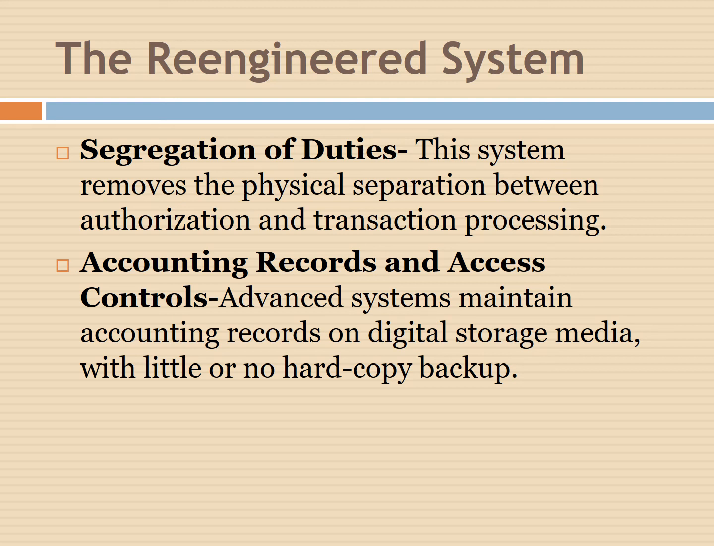So these operational improvements, however, have the following control implications. So the first one is the segregation of duties. So this system removes the physical separation between authorizations and transactions processing. Here, computer programs authorize and process purchase orders as well as authorize and issue checks to vendors. To compensate for these exposures, the system provides management with detailed transactions listings and summary reports.